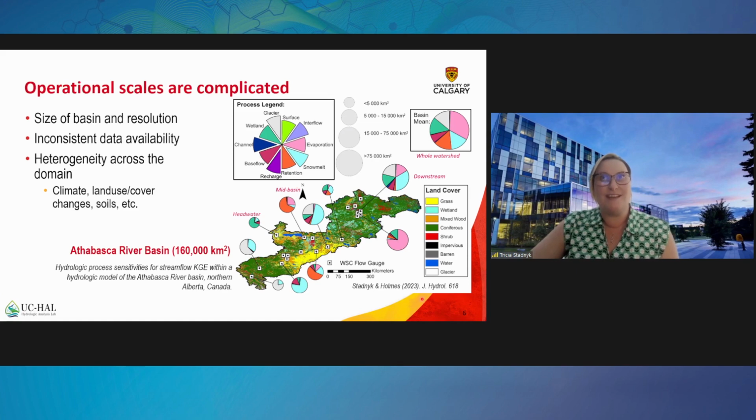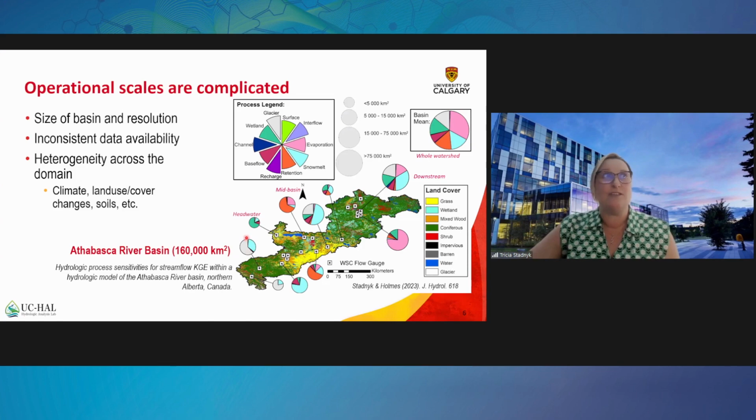So the question is, what do we care about in the model, and what are we willing to sacrifice if we model this entire basin as one lumped system and find an overall average, which is shown by the basin mean here? The basin mean can be highly different than the individual sensitivities of processes and the importance of those processes at specific gauges.